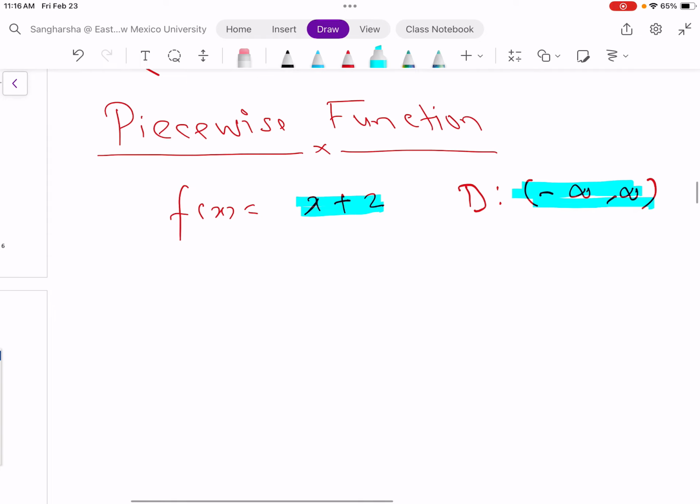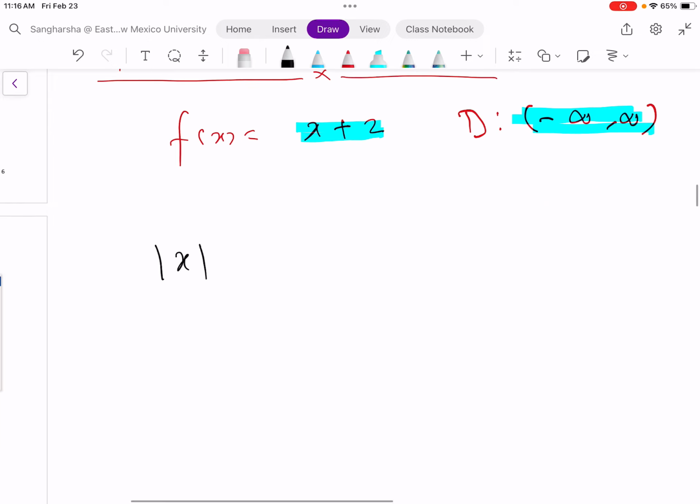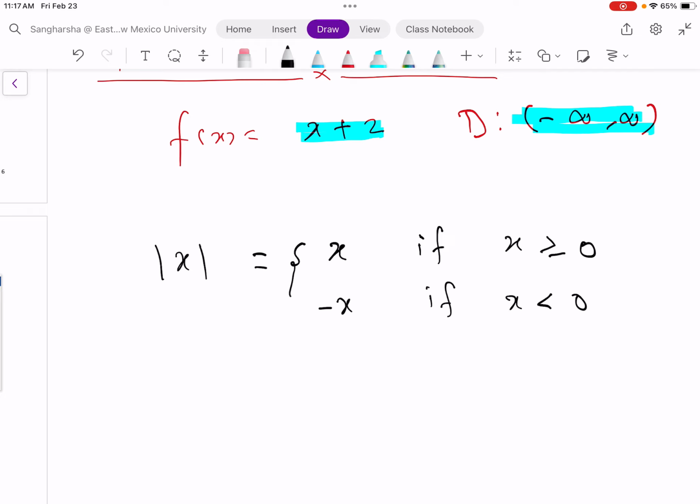Now here we define a function. Let's call it f of x. We have seen this is the absolute value of x, right? So we have this absolute value of x function, and this function is equal to x if x is greater than or equal to 0, and negative x if x is less than 0. So we have this absolute value function.